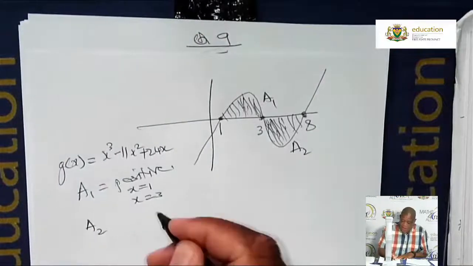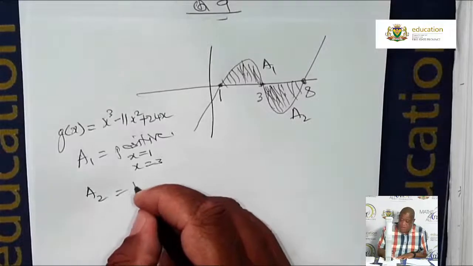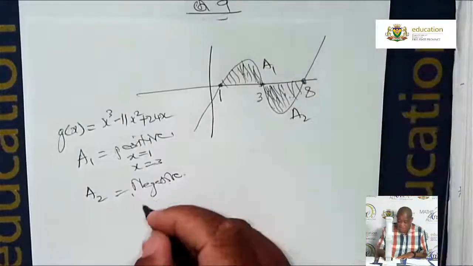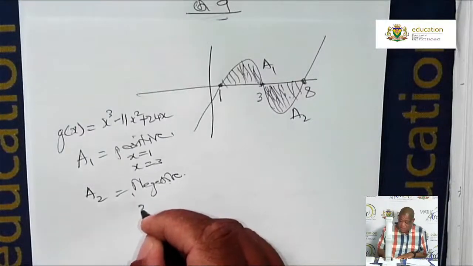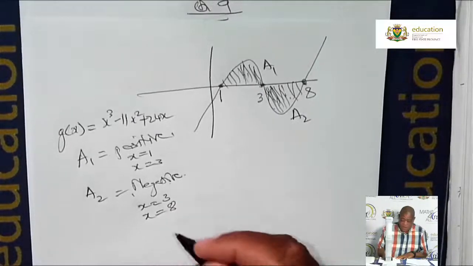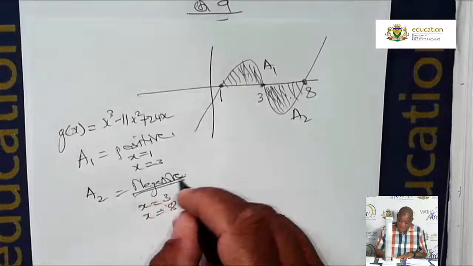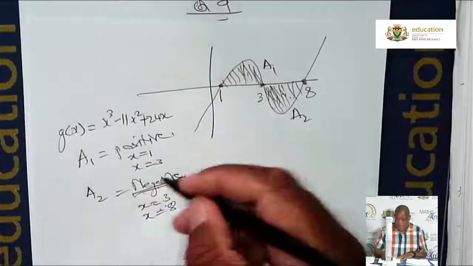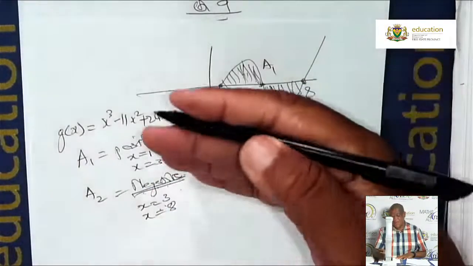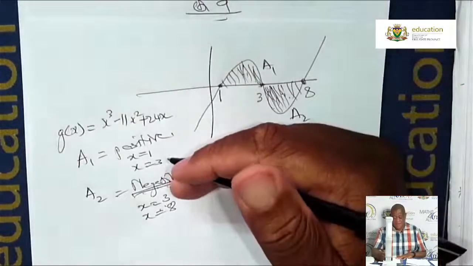You'll get the area of the second portion, which will now be negative. Don't be amazed. The area of the second one, that is between x equal to 3 and x equal to 8, will be negative. The negative sign is just showing us that the area we are talking about is below the x-axis.